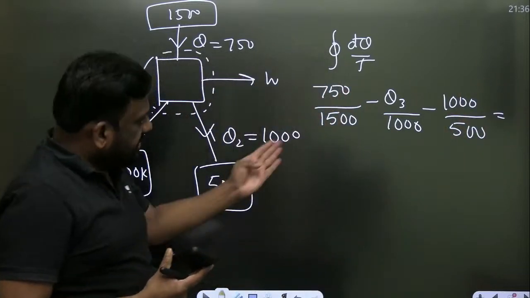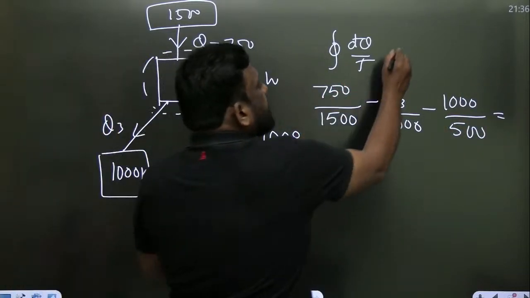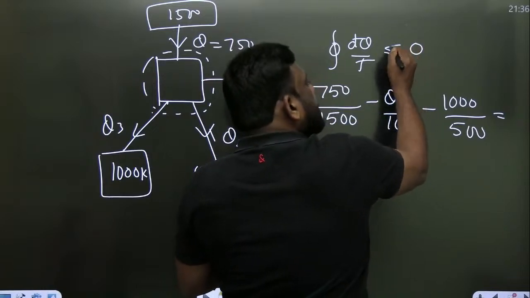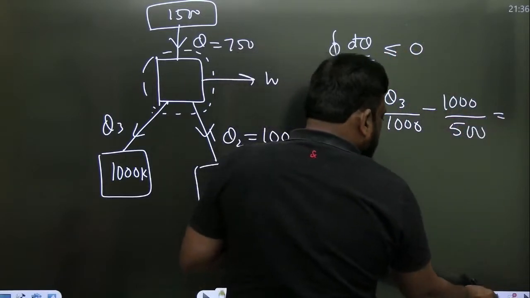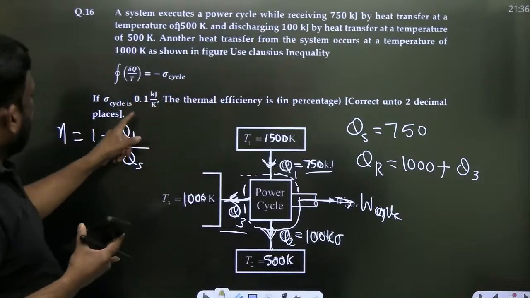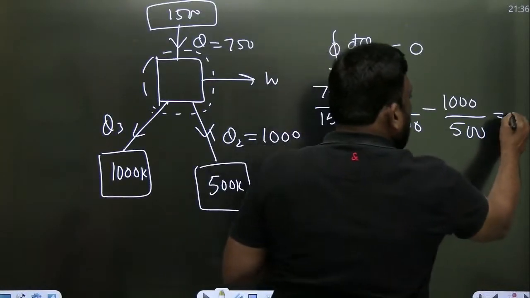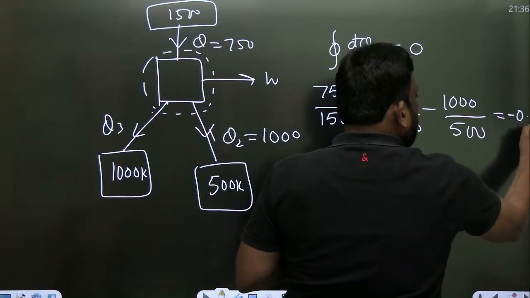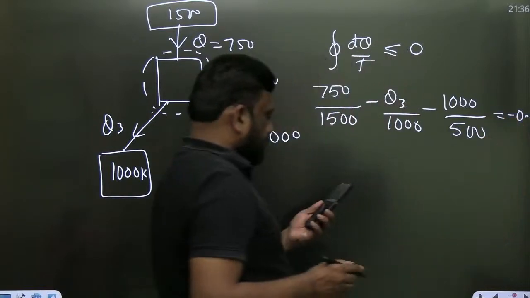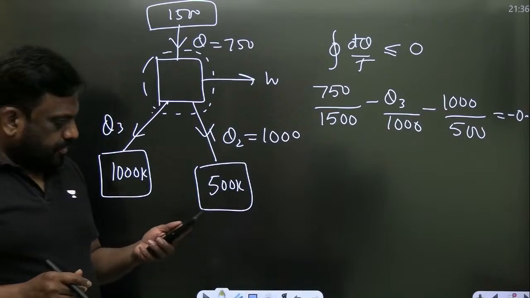And this is given as minus sigma. दिया है सर. This is given as cyclic integral is less than or equal to 0. तो ये less than मतलब negative. ये value दे रखा है. कितना दिया है सर? Minus sigma. But sigma is 0.1. So minus sigma means minus 0.1. क्या आपको समझ में आया सर?